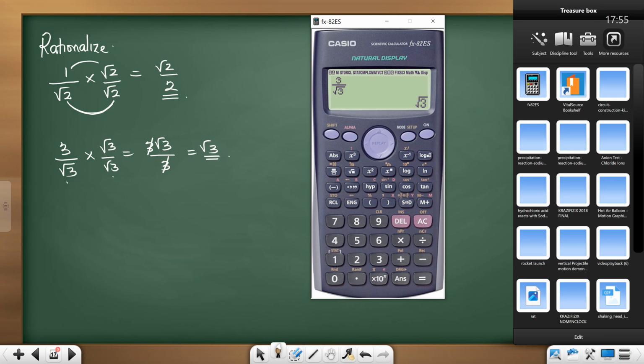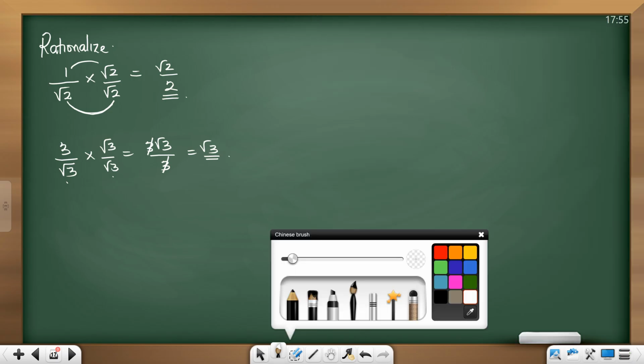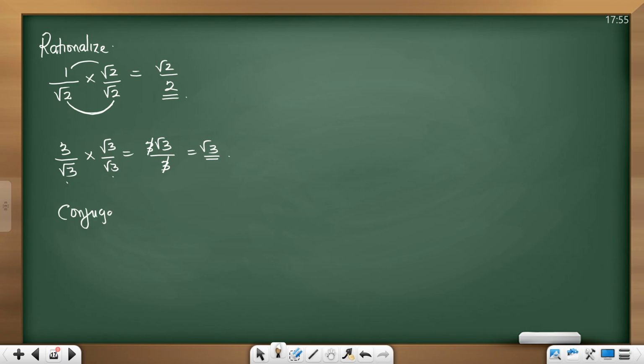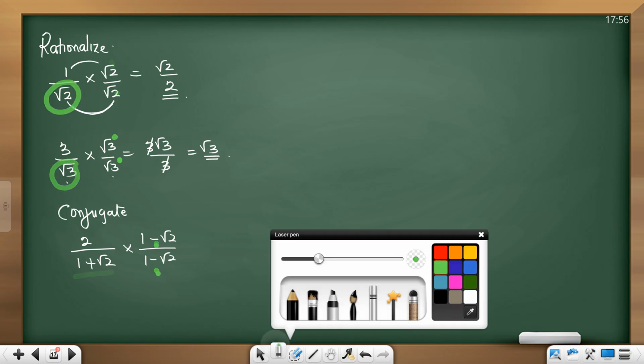Then we also have what you call conjugate. Let me show you the conjugate. We'll use a calculator to test. If I have 2 over 1 plus root 2, then your calculator will never allow you to have a root as a denominator. So look at what I'm going to do. This is more than one term, so I'll change the sign. You see, it's different from the first one. The first one was just one number, so I just multiply. But once I have 2 terms, I'll multiply by the change of sign.